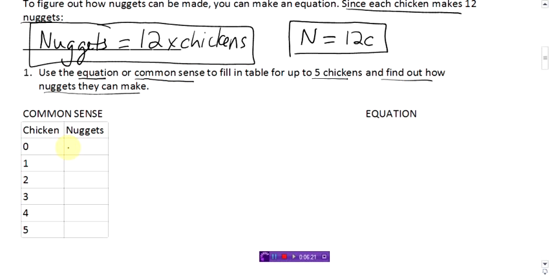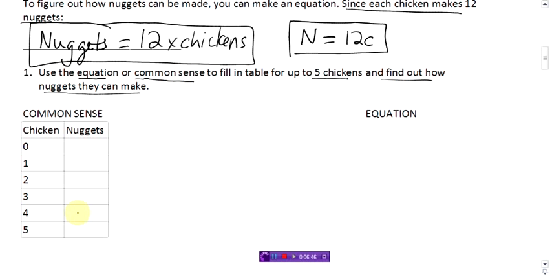Well, there's 2 ways to do this. Like we said, common sense or using the equation. Common sense tells you for every chicken we make 12 nuggets. So common sense will say if you had 0 chickens, you would make 0 nuggets. 1 chicken would be 12 nuggets. And you go on and on. That's what common sense would tell you, and you can use that. Go ahead, fill the table in and get the answer.